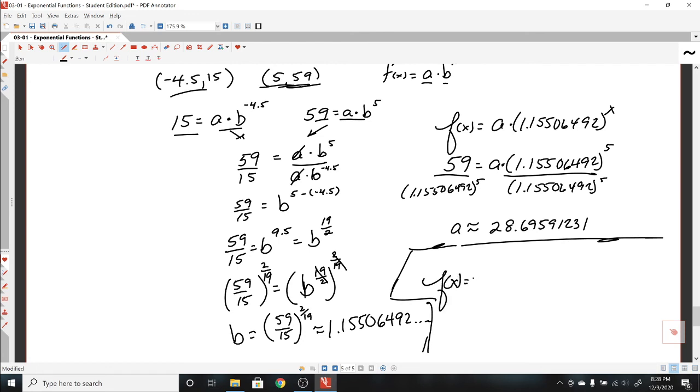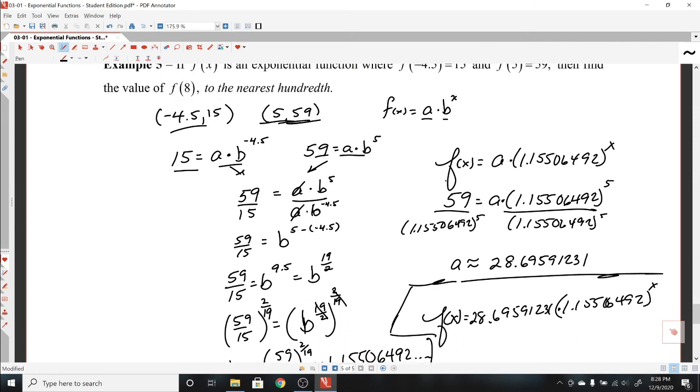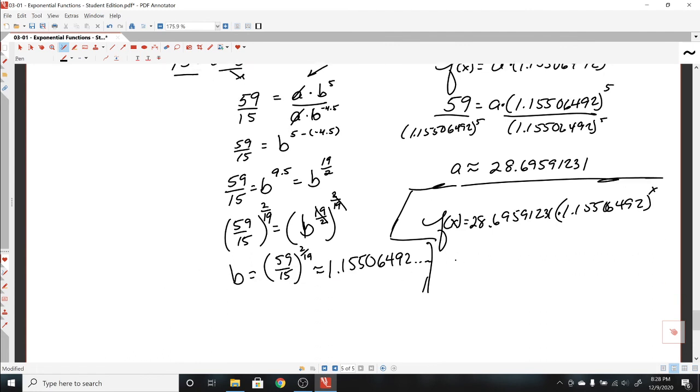So f of x comes out to be 28.69591231 times 1.1550649 to the x power. I apologize for the messiness there. The last part of the question, it wants f of 8 to the nearest hundredth. So this is where storing the values comes in. And when I get back, I'll show you some strategies about how to store values and to write them. This goes right into a calculator, rounded to 2 decimal places, should give you 90.92.